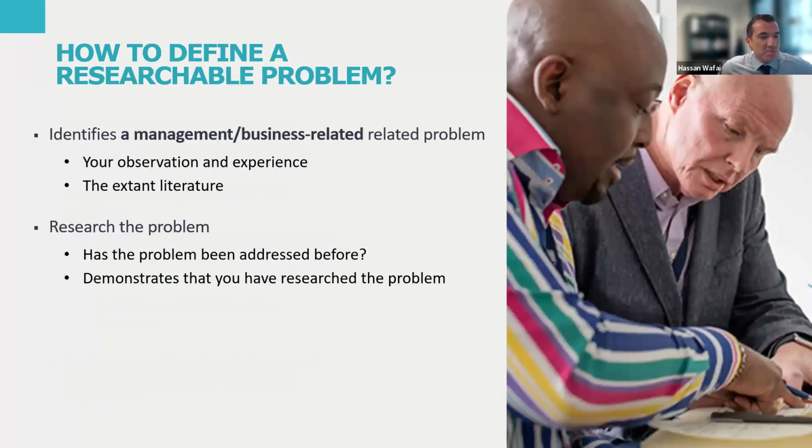So how do you define a research problem? We expect colleagues who apply to the program to present a research problem. How would you do this? First, the research problem must be a management or business related problem. Normally you identify the problem based on your observation or experience. For example, in construction, I noticed that the industry is dominated by males. Females are not getting to senior positions in construction. That's based on your observation.